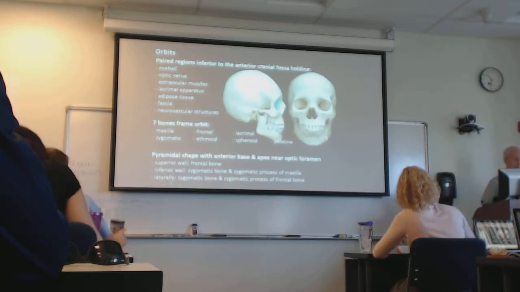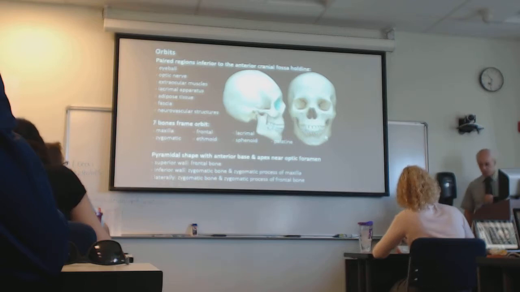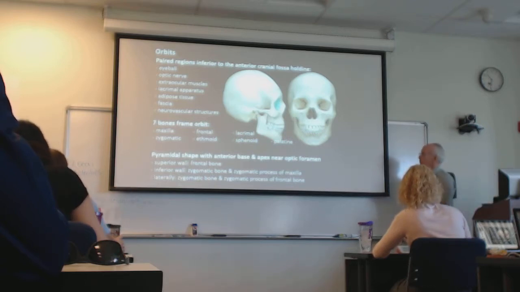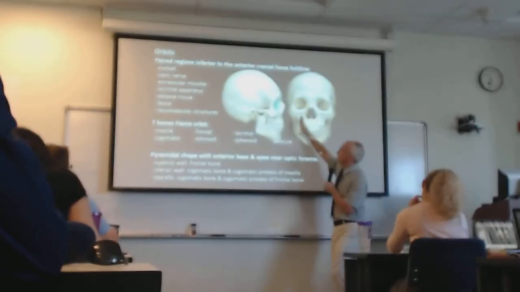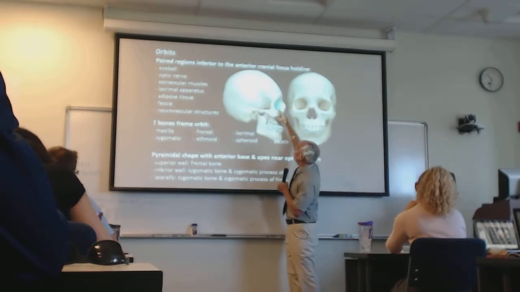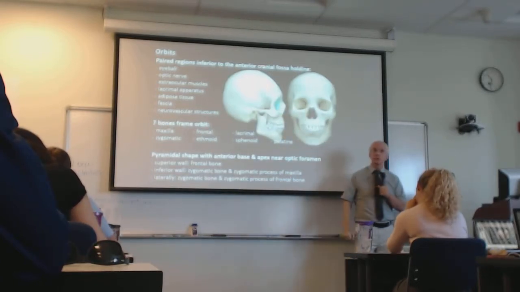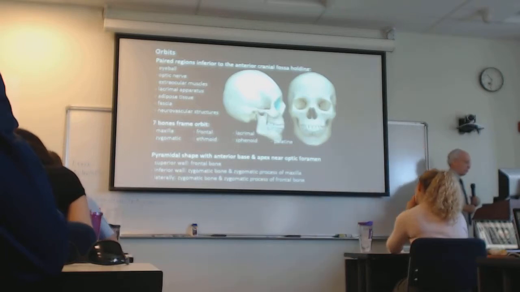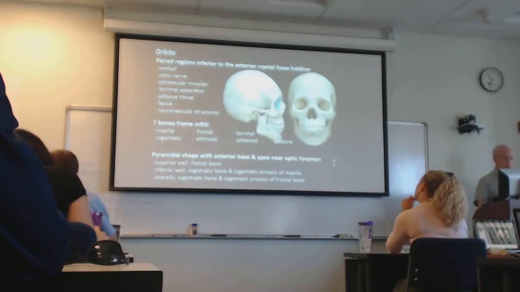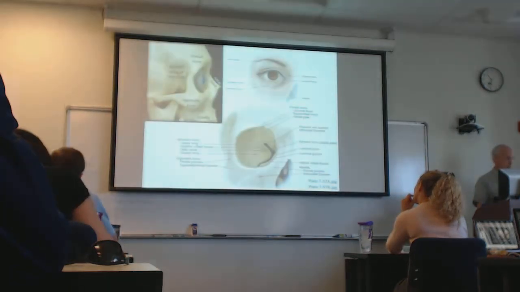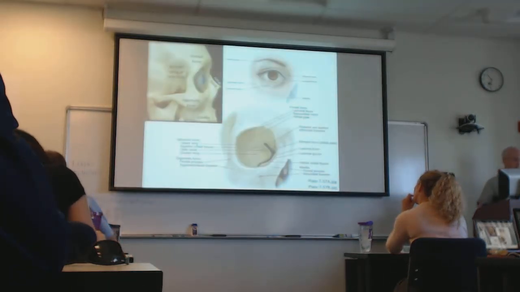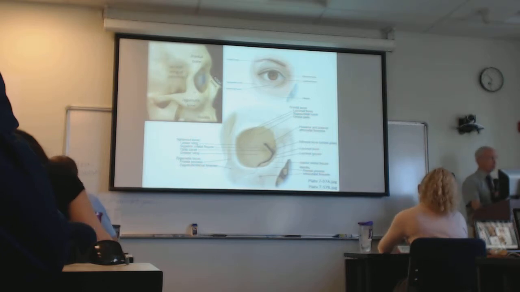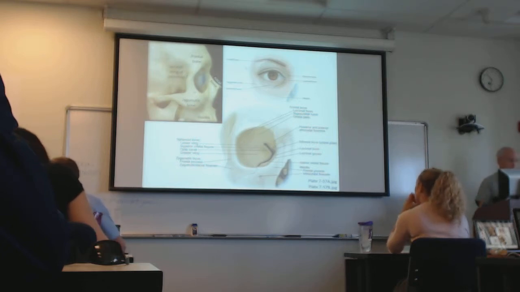We say that the orbit has a pyramidal shape. Pyramidal means along the lines of a pyramid, with the base of the pyramid anterior. So the pyramid is pointing back to where most of the neurovascular structures enter the eye posteriorly. And then, of course, the eye is positioned in that orbit, somewhat precariously, with all the associated musculature and vascular and neural structures.